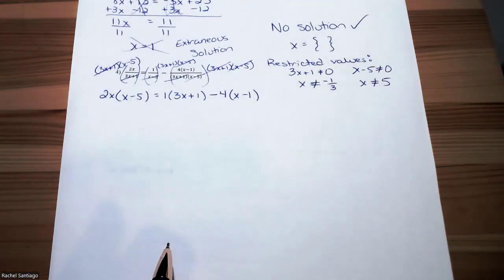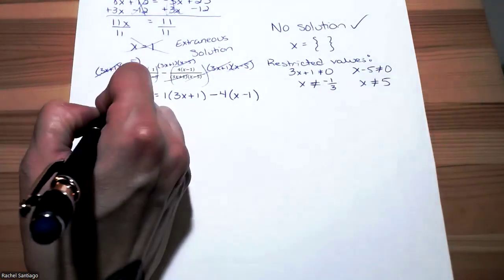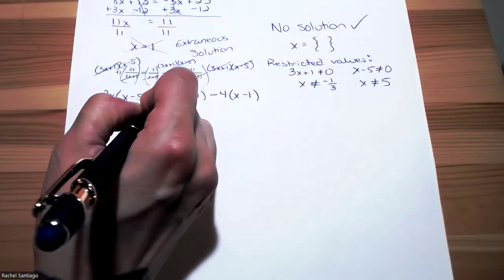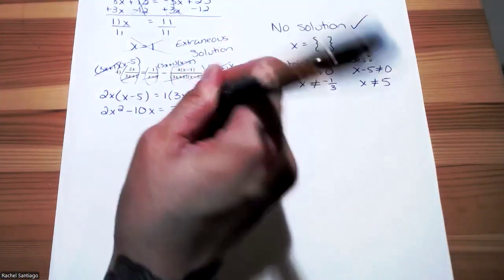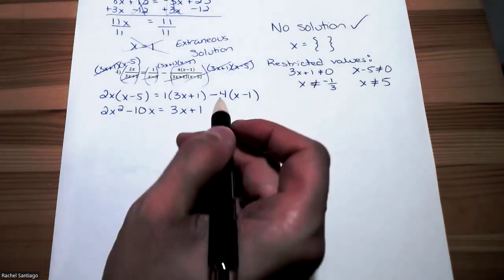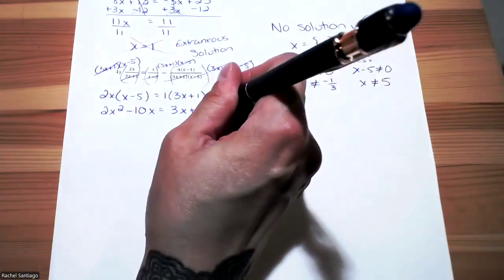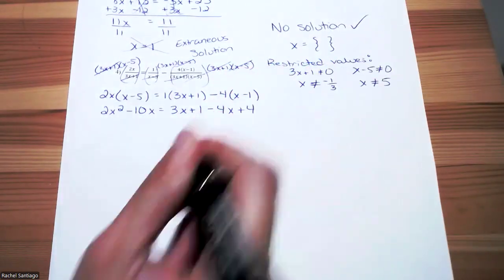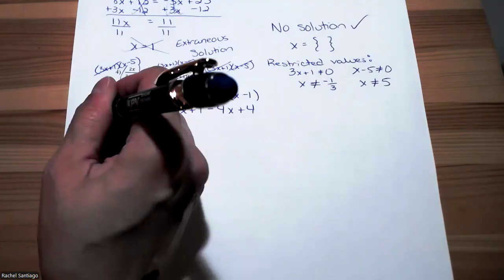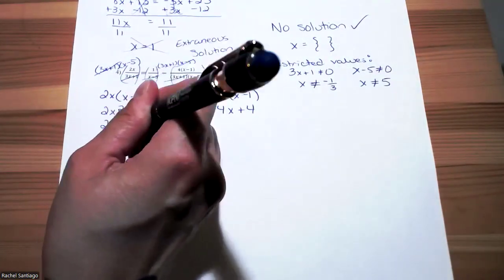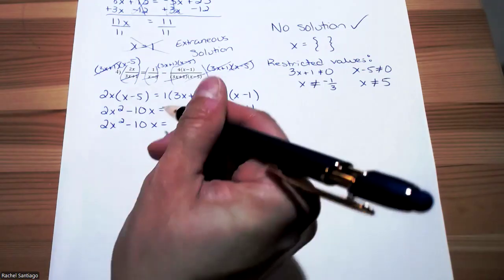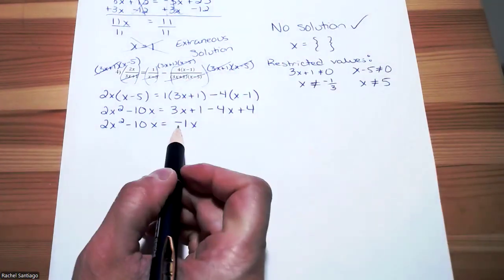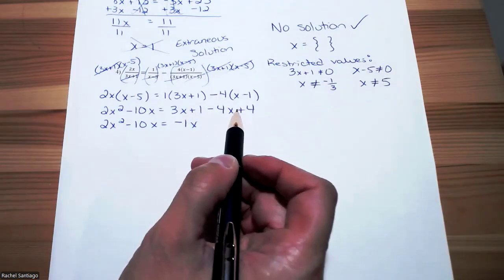Let's distribute to drop parentheses. 2x squared minus 10x is equal to 3x plus 1. Don't forget to distribute the negative with the 4. Minus 4x plus 4. Let's clean this side up. 2x squared minus 10x is equal to, we have a 3x, take away 4x, so that's a negative 1x. We don't need the 1 there, but I'm going to write it anyways. 1 and 4 make 5.